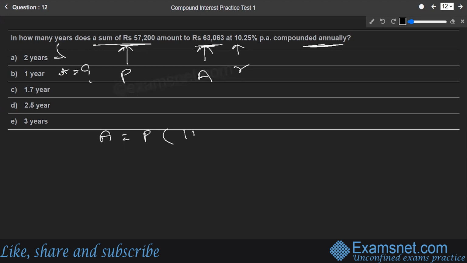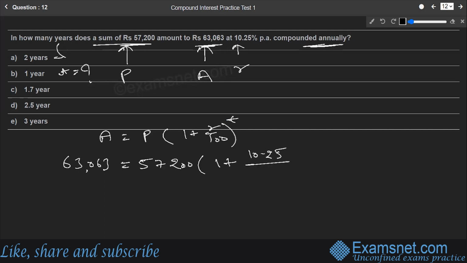Amount is equal to P into (1 plus R over 100) to the power time. The amount value is already given as 63,063, the principal value is 57,200, the rate value is given as 10.25 over 100, compounded annually, and the time value is what we are supposed to find out. So this is the equation.